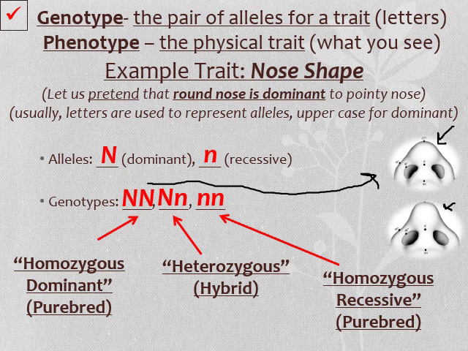Capital N lowercase n has one capital letter and one lowercase, so the dominant is the one that's going to show. Once again, we would have a round nose. And finally, lowercase n, lowercase n would result in our pointed nose. And that would be the only combination that would give us that.